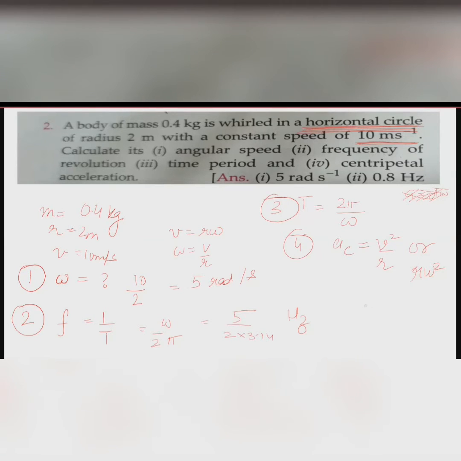So we can use v square by r, or we can use r omega square. Any one of the formulas we can use. So let's use v square by r, which is going to be simple for us. So 100 by 2. This gives me 50 radian per second square.